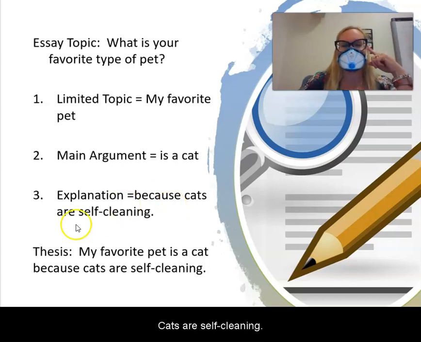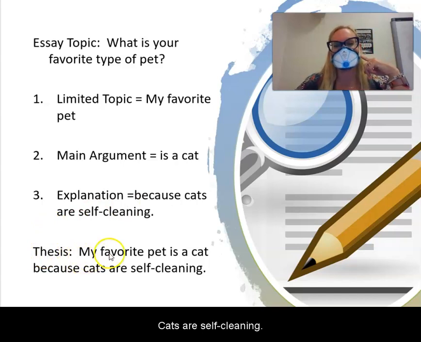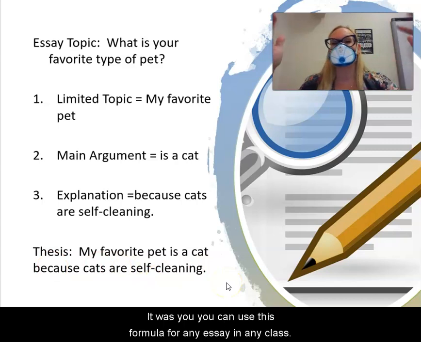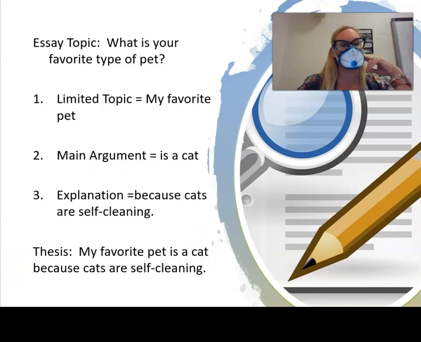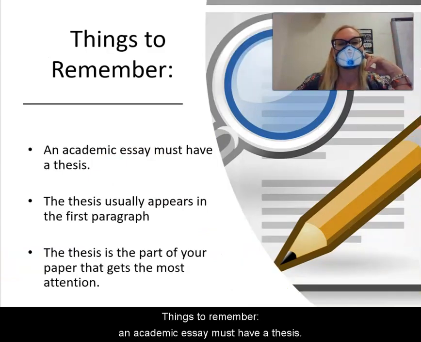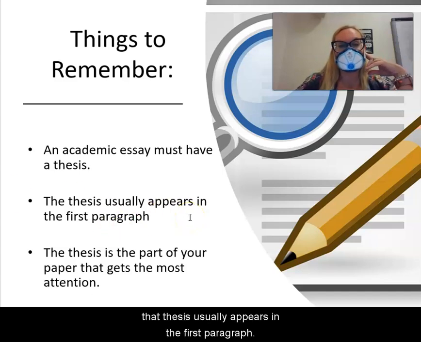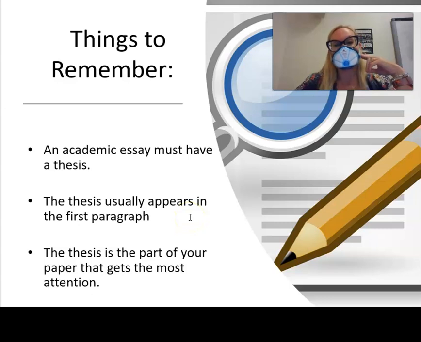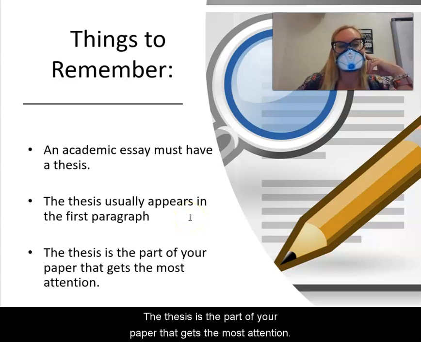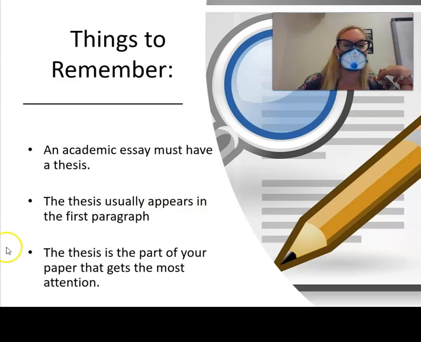And that gives us a thesis that reads, my favorite pet is a cat because cats are self-cleaning. So that shows you can use this formula for any essay topic. Things to remember: an academic essay must have a thesis. The thesis usually appears in the first paragraph, and the thesis is the part of your paper that gets the most attention.